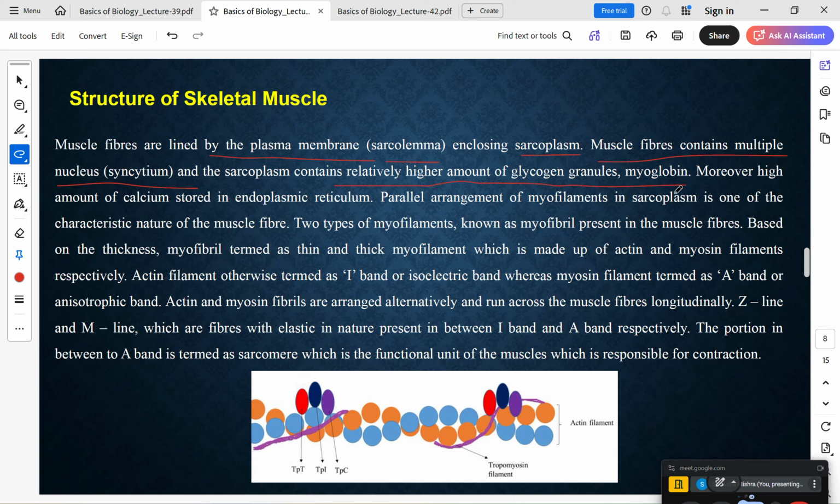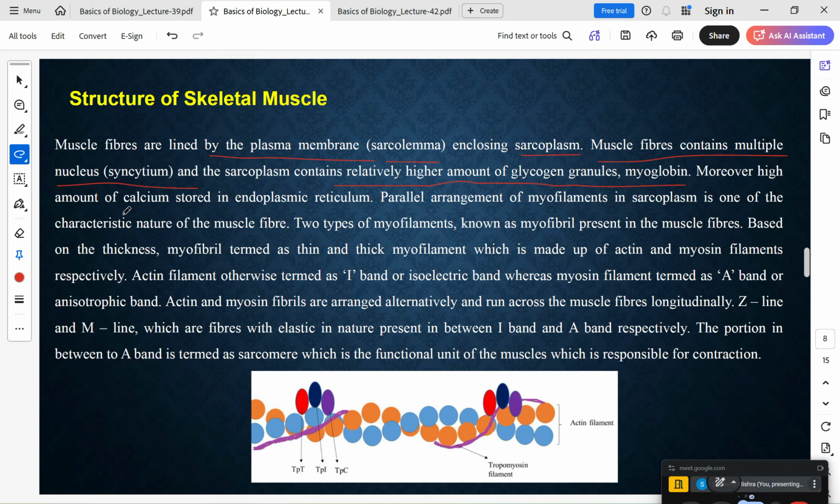and the sarcoplasm contains relatively high amounts of glycogen granules and myoglobin. The myoglobin are similar to hemoglobin in the sense that they are also used to store oxygen, but the binding affinity of myoglobin and hemoglobin to oxygen differ very significantly.